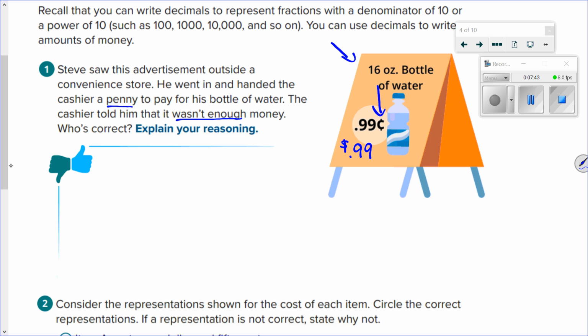Does that make a difference? Absolutely makes a difference.